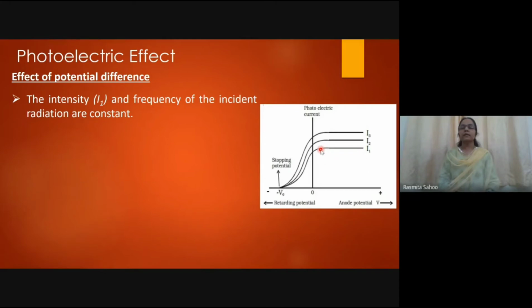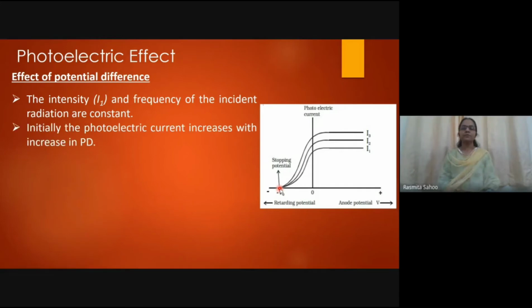And then the thought is, if we are taking the positive direction and getting this curve, what will happen if I reverse the applied potential? Using the commutator, they changed the potential, and what they saw while reversing the applied potential is that at a certain value of reverse potential, the photoelectric current becomes 0.